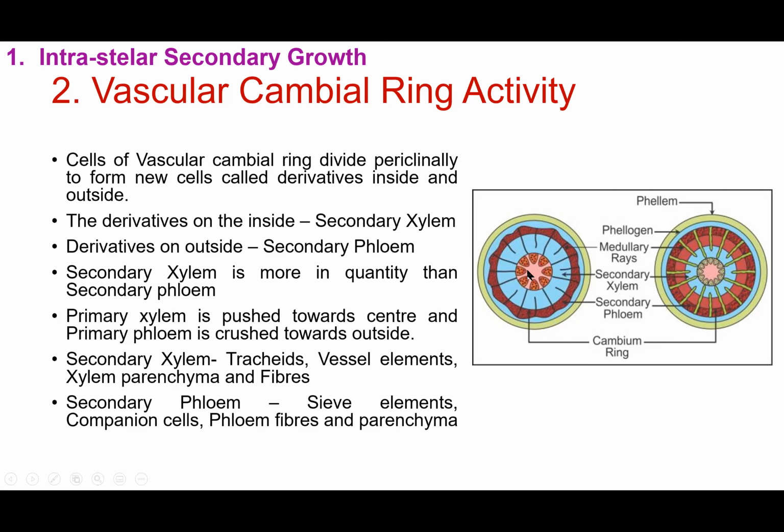This is primary xylem, which is pushed towards the center, and primary phloem is pushed towards the outside, the blue one. So in this way, the secondary tissues are formed.